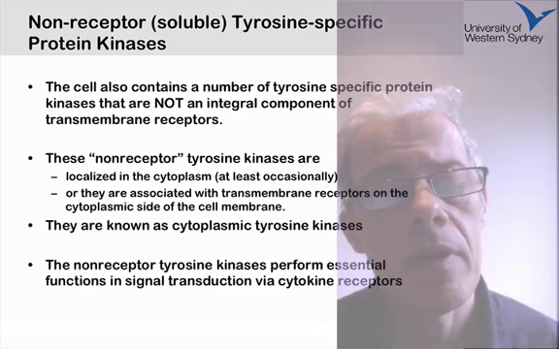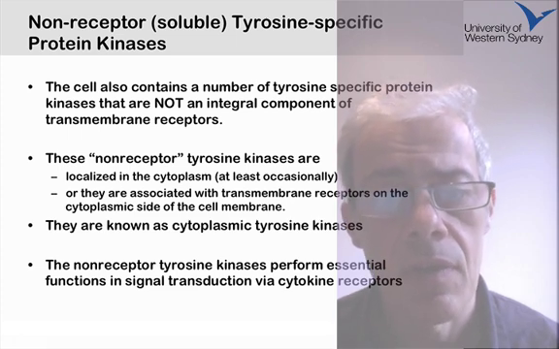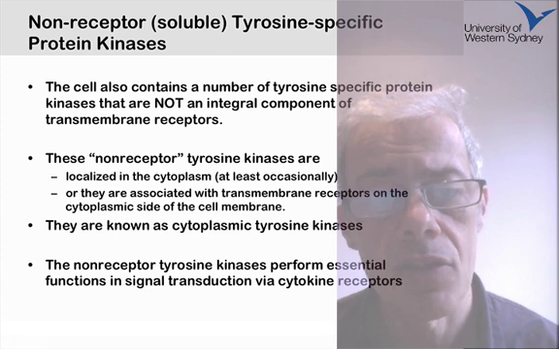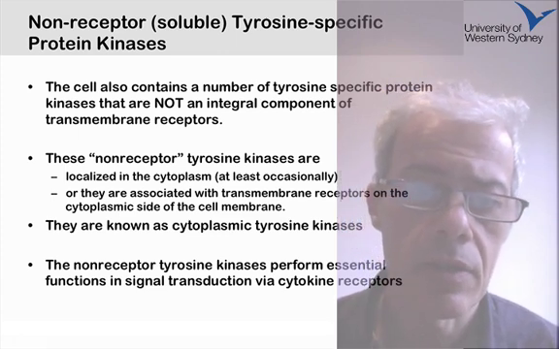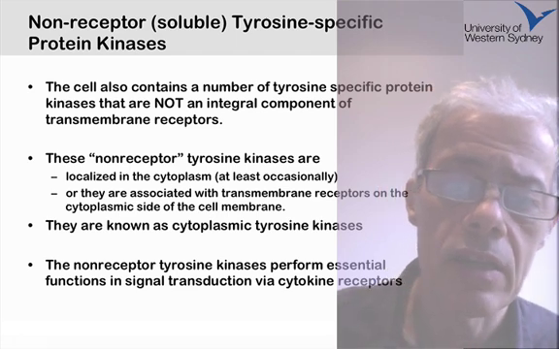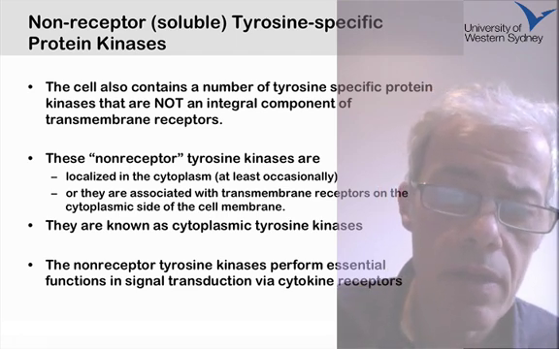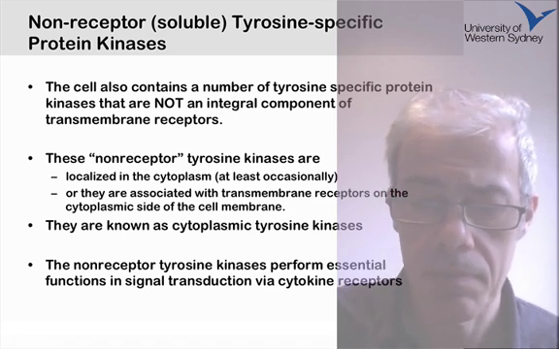Okay, so we've been looking at tyrosine kinase receptors. There's also another class of tyrosine kinases that are soluble. So these are the non-receptor tyrosine kinases. So these are located in the cytoplasm, and they can be associated with receptors, but they are not receptors themselves.